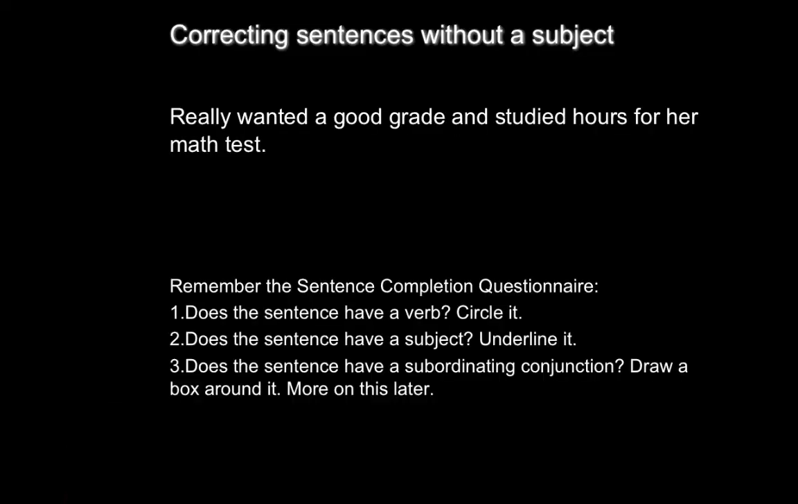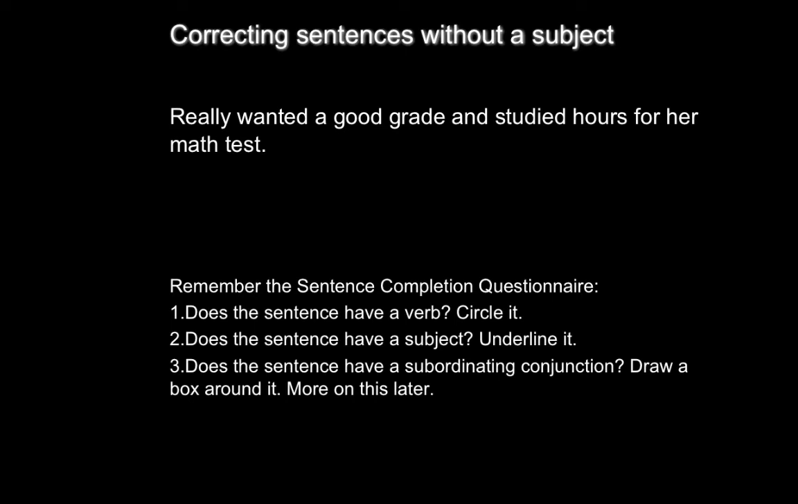As we said earlier, once you know you have a sentence fragment, it's pretty easy to correct the error. We'll spend a little time here going through what to do specifically if your sentence is missing a subject or a verb, and we'll finish up by looking at subordinating conjunctions and how they can create sentence fragments. Here's an example of a sentence that's missing a subject. Really wanted a good grade and studied for hours.